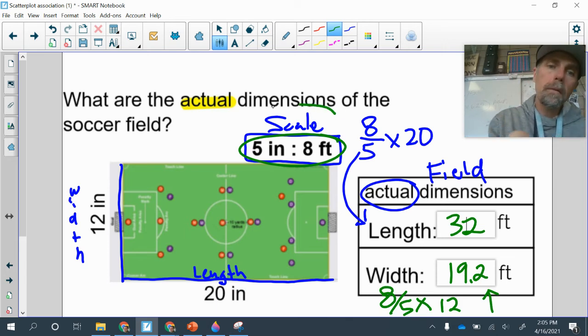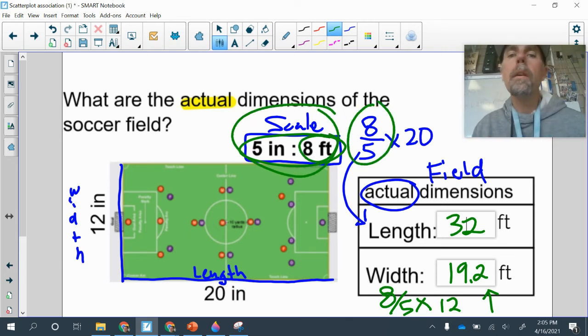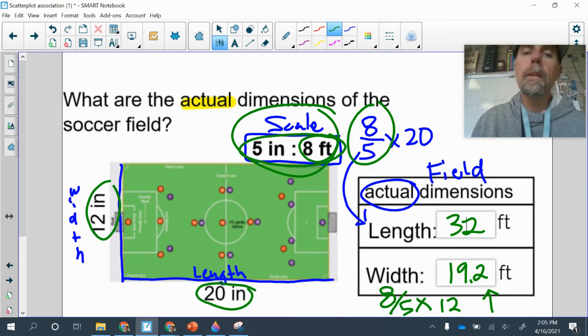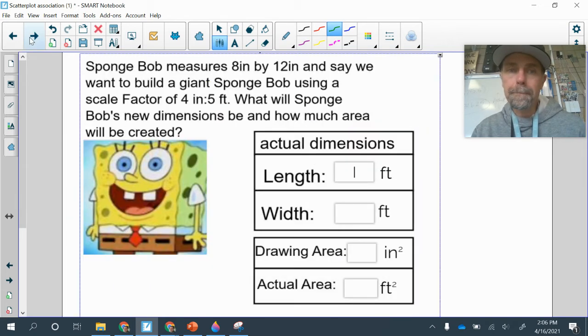You take the scale, write it as a fraction with the second number on top. Multiply that by the dimensions of your drawing, and there are your new dimensions. Okay? It's easy as that. Let's try one more to help you review before you do this boom card.